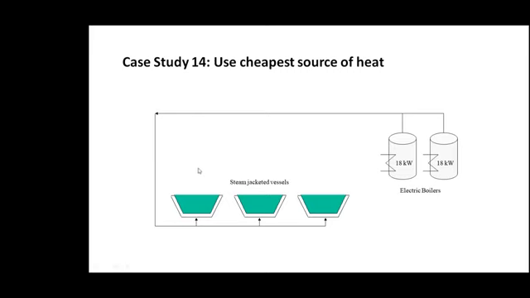So this is a fuel substitution case. Electric heaters were used in the canteen, and the industry had a boiler. They used the steam from the industrial boiler and replaced these electrical heaters.